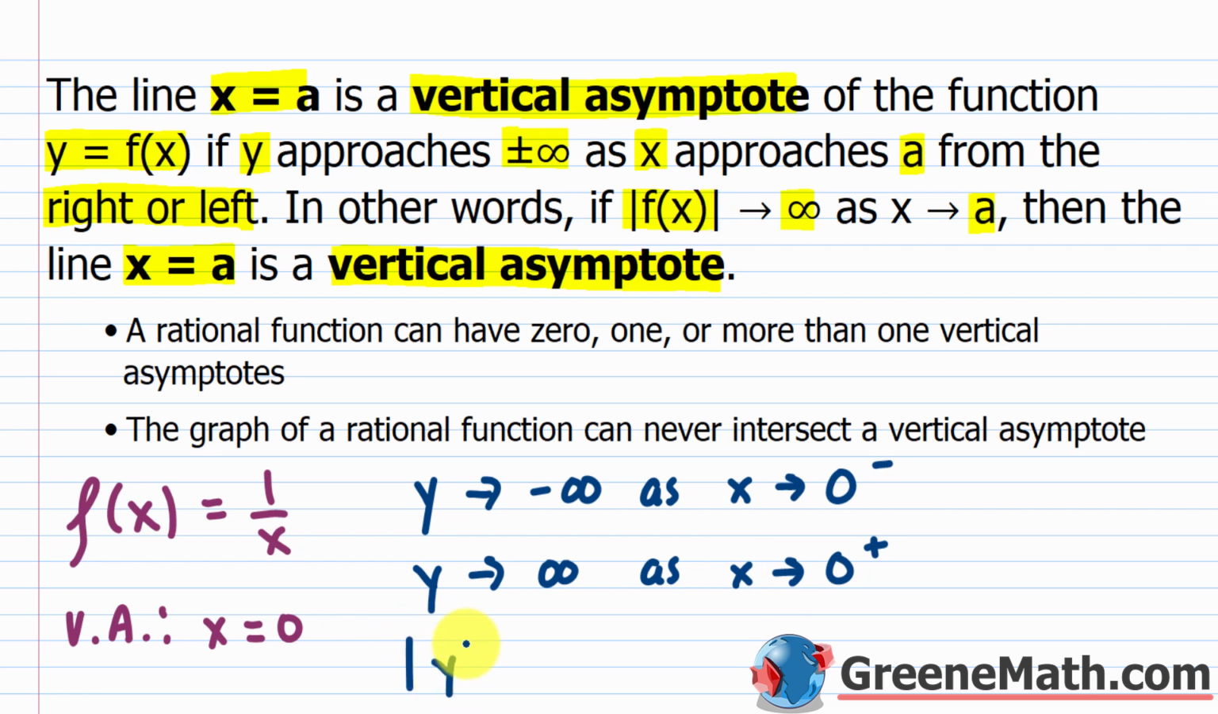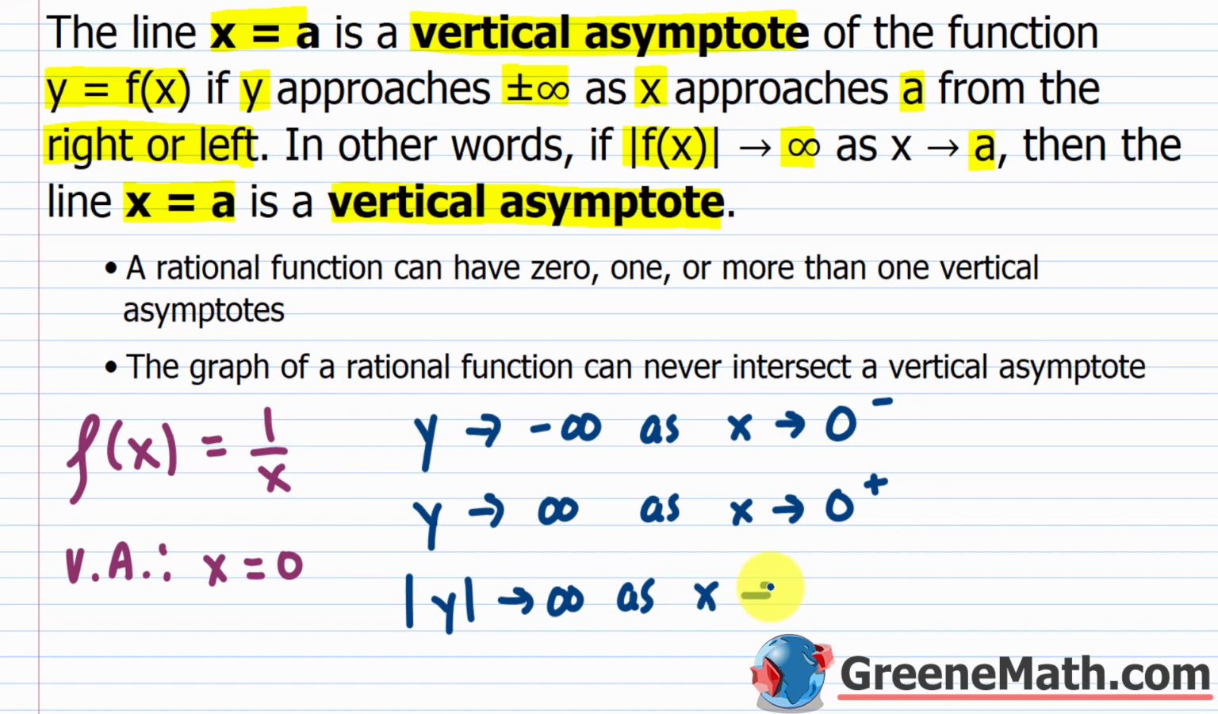So the absolute value of y is going to approach positive infinity as x approaches 0. Again, when you use this without the plus or minus up here, this means, like we said earlier, from the right or left. So just matching things up, this tells us that we would have a vertical asymptote at x equals 0. So we're just using that definition here.